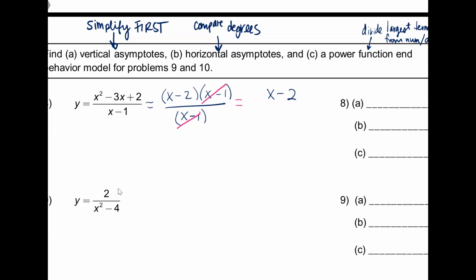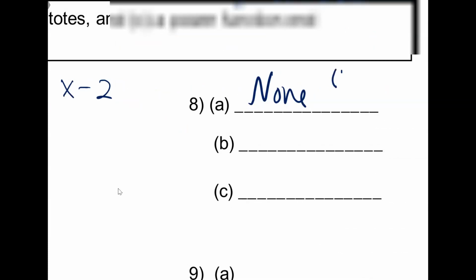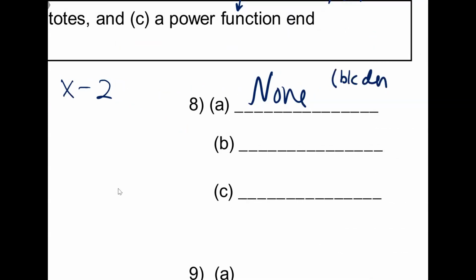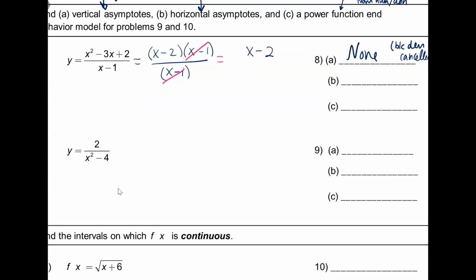There are no horizontal asymptotes. Yeah, there's none. So for A, there's no vertical asymptote since the denominator canceled. You said no. That's fine. I'm just writing because denominator. So vertical is the denominator, yep, and horizontal is the numerator?